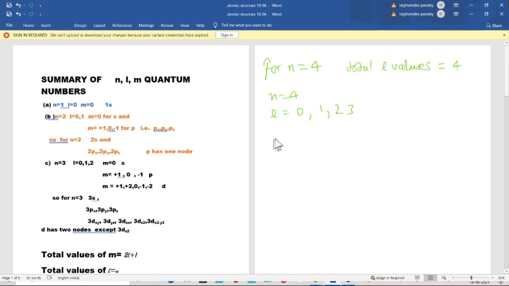Got it? So for L is equal to 0, it means it is an s orbital. L is equal to 1 means it is p. Then it is 2.